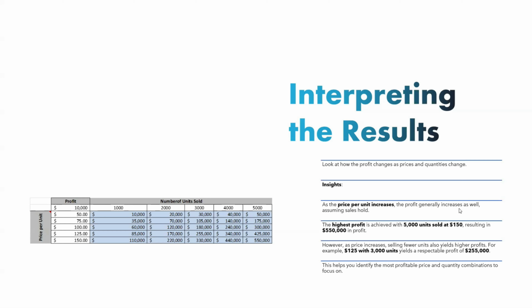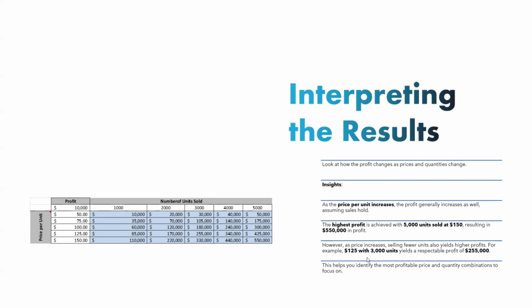So let's interpret the results. Look at how profit changes as prices and quantities change. Insights: as the price per unit increases, the profit generally increases as well, assuming sales hold. If you start from the top left and go to the bottom right, see the profits increase. The highest profit is achieved with 5,000 units sold at $150, resulting in $550,000 in profit.